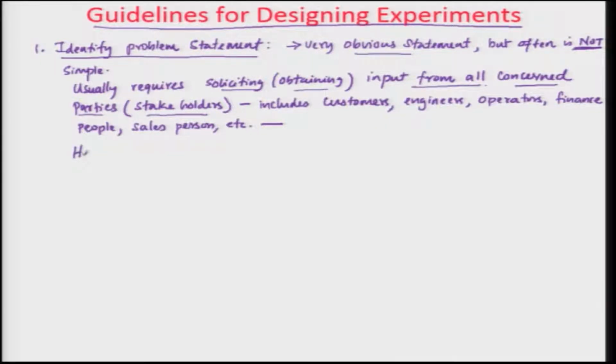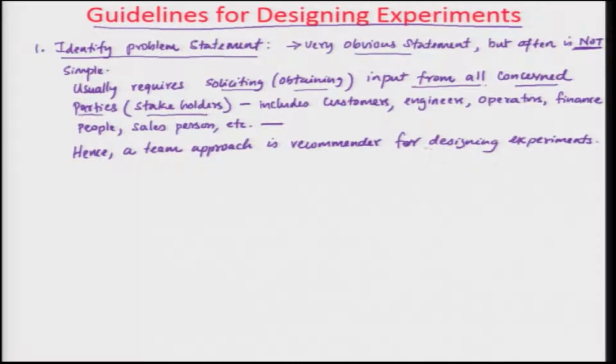So, this implies what? Hence, a team approach is recommended for designing experiments, since you have to have all this information solicited from different places. It is usually recommended that a team approach is followed, where you create large multidiscipline teams and you solicit information from those teams. Okay. So, that is the first part. It appears to be an obvious statement, but it is not an obvious statement.